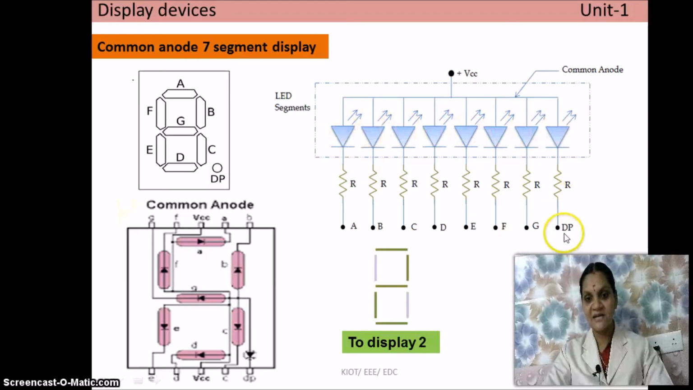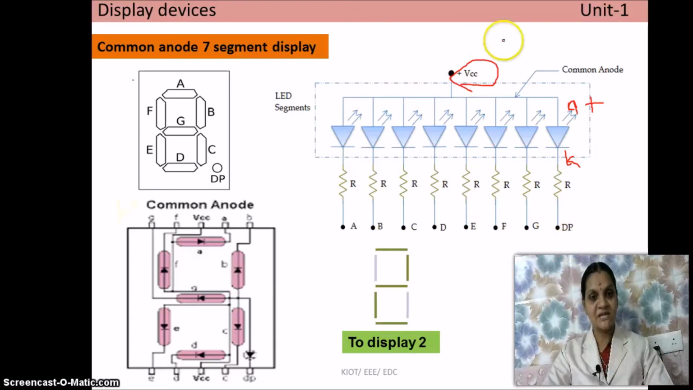And the last one is DP, decimal pointer. So now in total we have 8 LEDs. All those 8 LEDs have an anode terminal and a cathode terminal. This is the anode terminal and this is the cathode terminal. If the anode terminals of all LEDs are connected together, a common point is taken and connected to plus VCC, anode means positive, and all the cathode terminals are left for representing the segments.